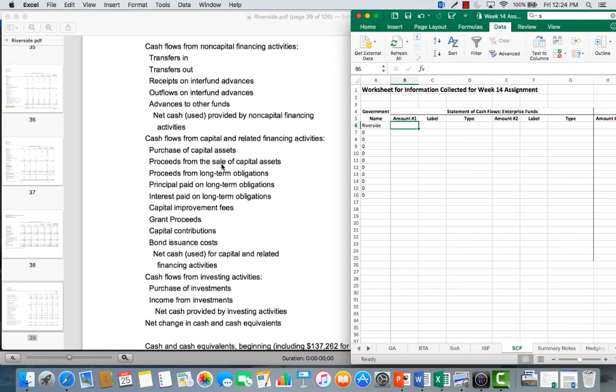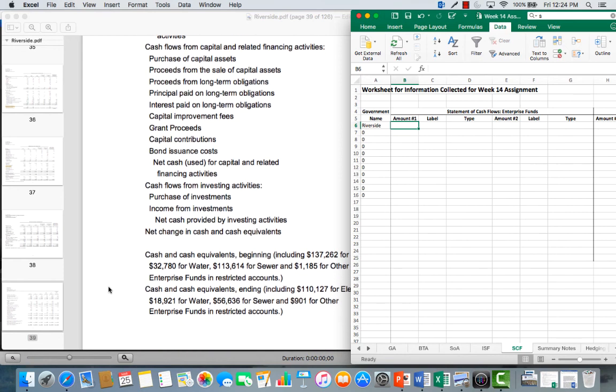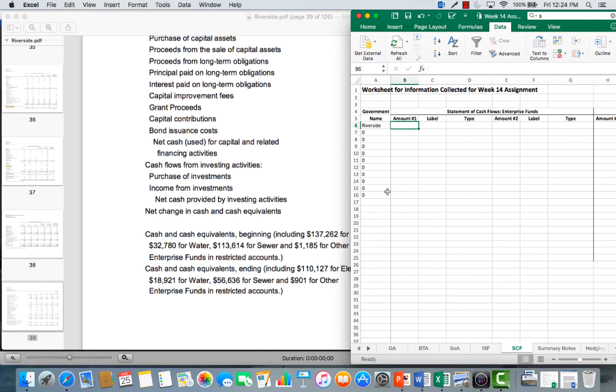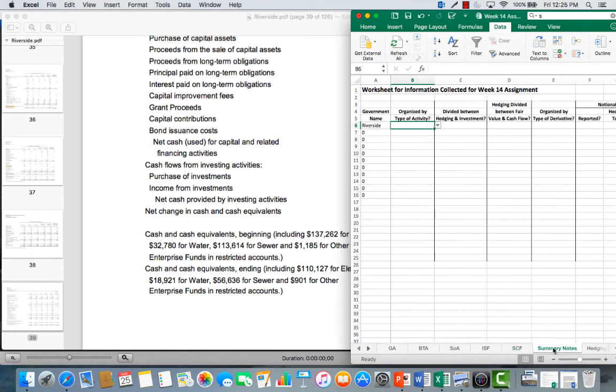The cash flows that are related to them are going to be in here somewhere, probably in capital and related financing activities, or if they're investment derivatives, in the cash flows from investing activities, but none of that's broken out here. It's all in large aggregated categories. So there's nothing to add for the statement of cash flows. So that gets us through the financial statements. So the next place we need to look is in the notes.